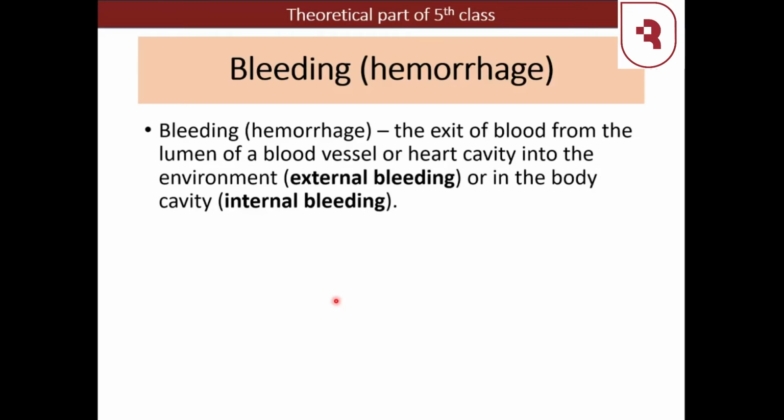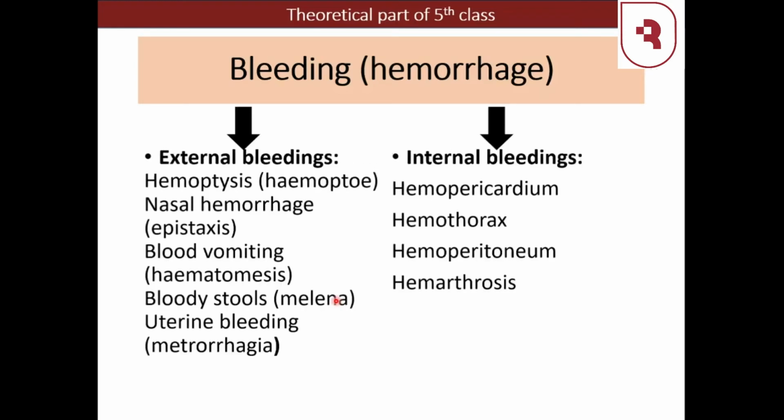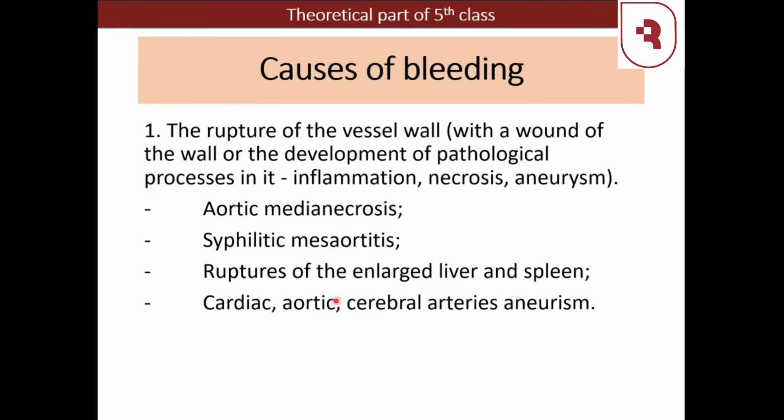Bleeding or hemorrhage. Hemorrhage is the exit of the blood from the lumen of the blood vessels or heart cavity into the environment. And the bleeding here will be external bleeding, or in the body cavities in case of internal bleeding, for example. External bleeding may be associated with hemoptysis, nasal hemorrhages, blood vomiting, blood stool, and urine bleeding. Internal bleeding is associated with hemopericardium, hemothorax, hemoperitoneum, hemarthrosis.